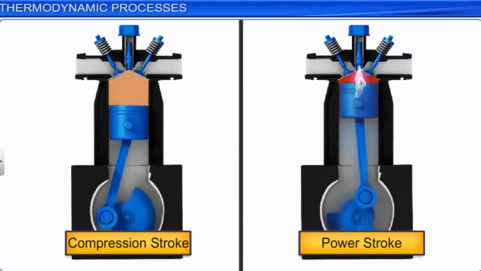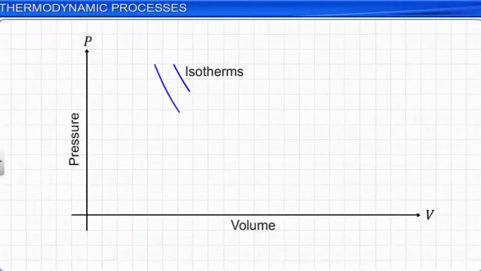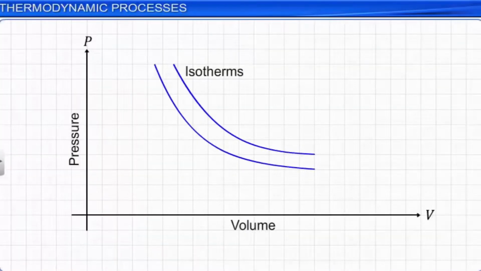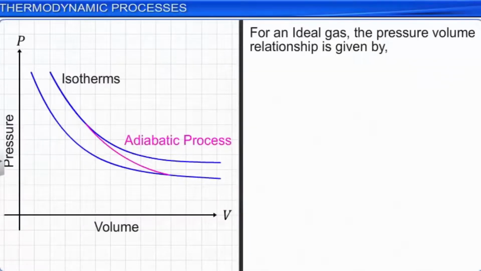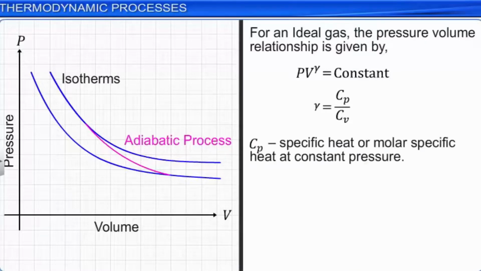The PV curve shows an adiabatic process connecting 2 isotherms for an ideal gas. For an ideal gas in an adiabatic process, the pressure-volume relationship is expressed as PV to the power of gamma is a constant. Here, gamma is equal to Cp by Cv, where Cp is the specific heat or molar specific heat of the gas at a constant pressure, and Cv is the specific heat or molar specific heat of the gas at a constant volume.